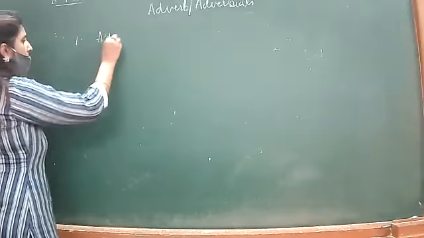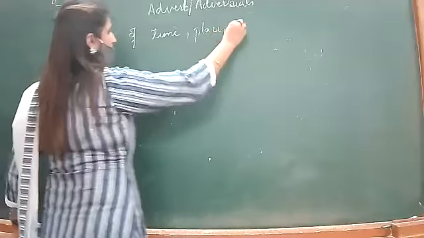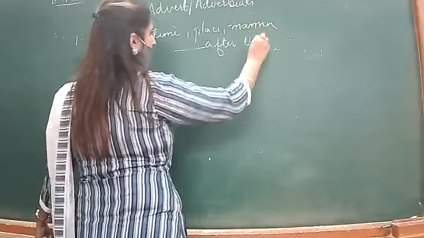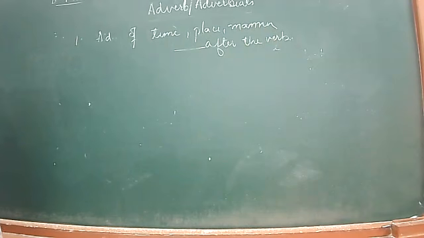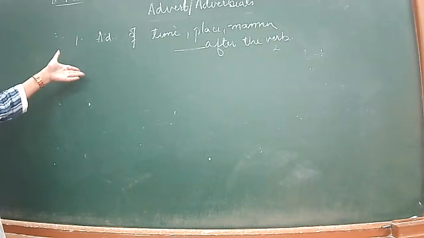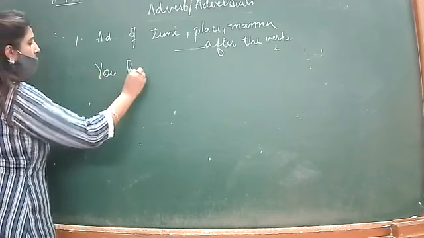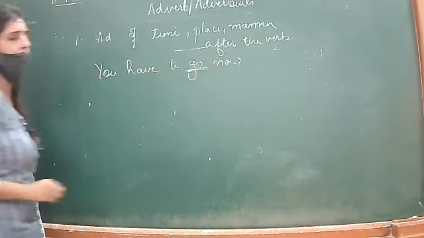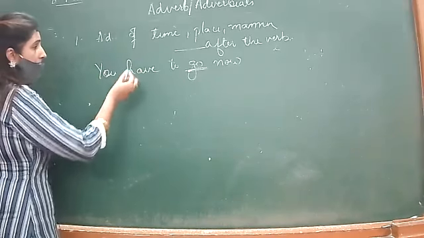So adverb of time, place, manner. Where are they placed? They are placed after the verb. Or sometimes it is also placed after the object. For example, you have to go now. Go is the verb, so after that verb it is placed. Sometimes it is also placed after the object.